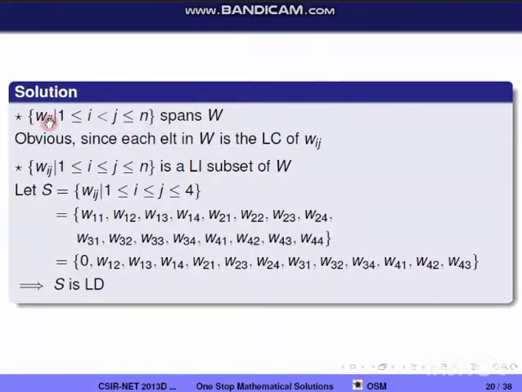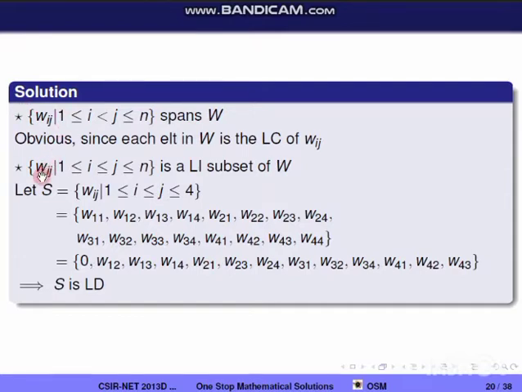Now we will check the options one by one. First option: the set of Wij such that 1 is less than or equal to i less than j less than or equal to n spans W. It is obvious since W is defined as the span of Wij's. That is, each element in W is a linear combination of Wij. So this option is true.